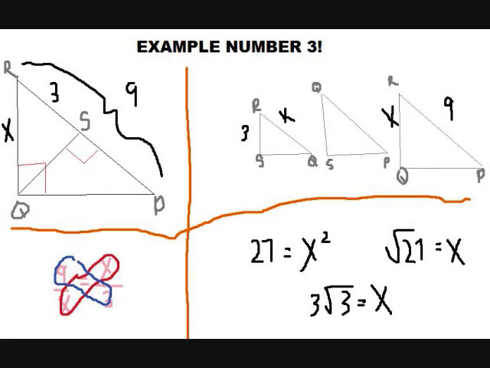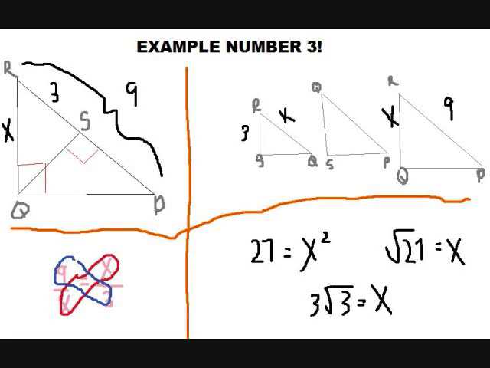For our last example, number 3, in the top left box we have the triangle QRP. The length of RQ is x and the length of RS is 3. The whole length of RP is 9. So we go over and separate our triangles from the original triangle. The small triangle, the length of RS is 3 and RQ is x. For our large triangle, RQ is x and RP is 9.